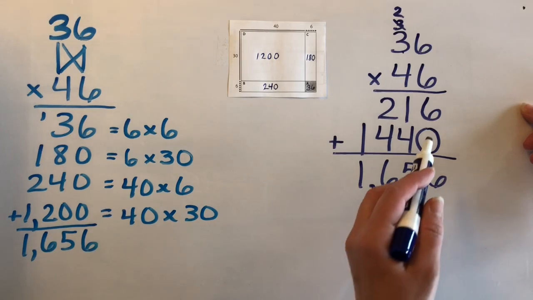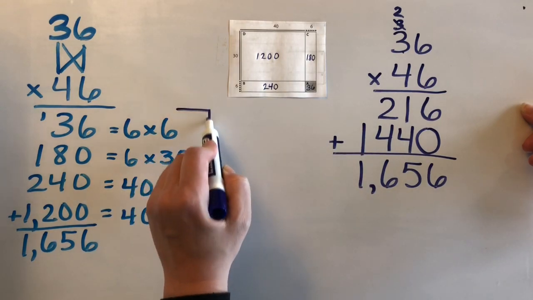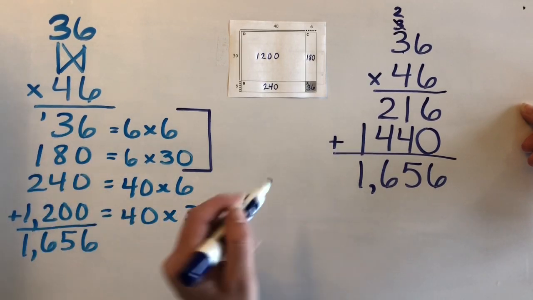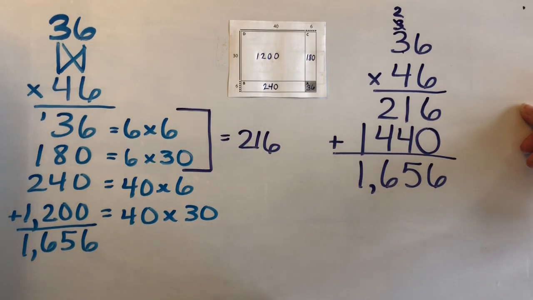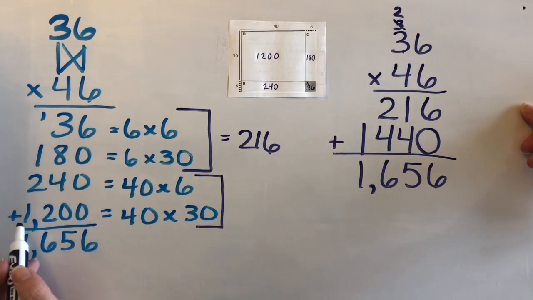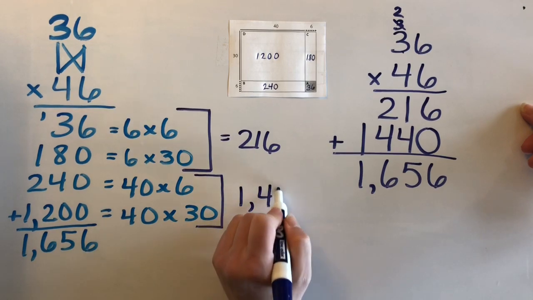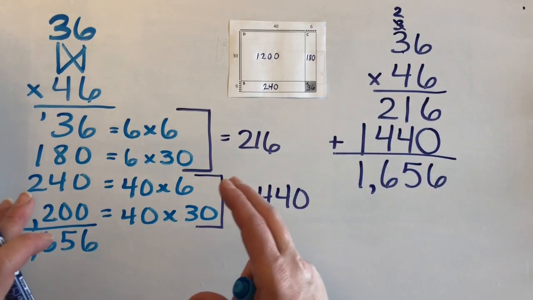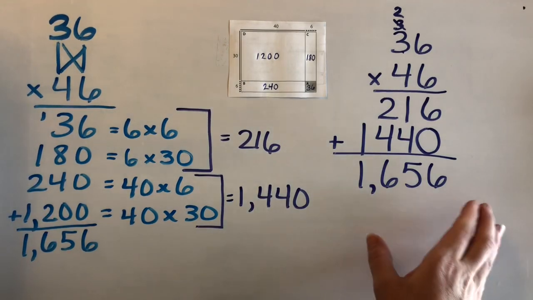And how we did that was, if you look very carefully, this number 216 is actually these two added together. 36 plus 180 equals 216. And right here, these two partial products, 240 plus 1,200 equals 1,440. So the standard algorithm is taking your partial products and simplifying them. And this is how you do the standard algorithm.